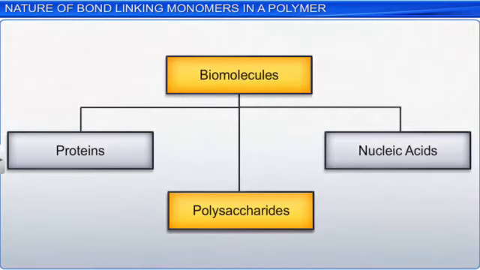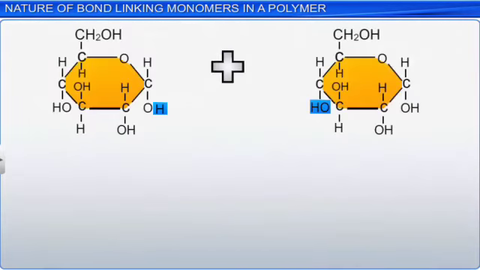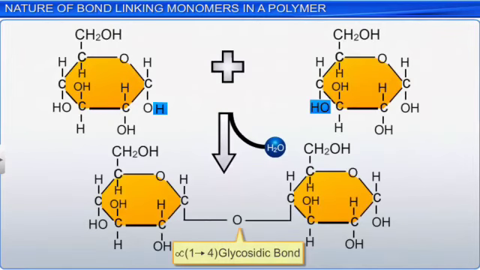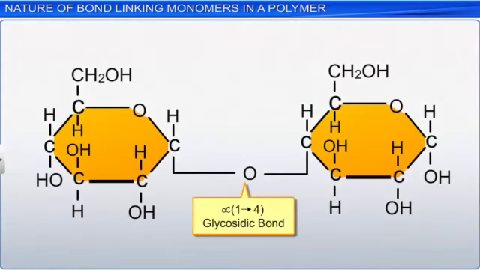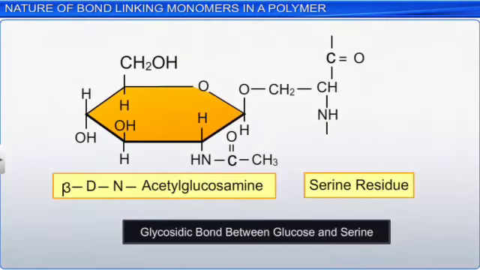Polysaccharides are formed when several monosaccharides link together by a glycosidic bond. This bond is also formed due to dehydration. The glycosidic bond is a functional group that can exist between two carbohydrate molecules or between a carbohydrate and a non-carbohydrate molecule, as between glucose and serine.